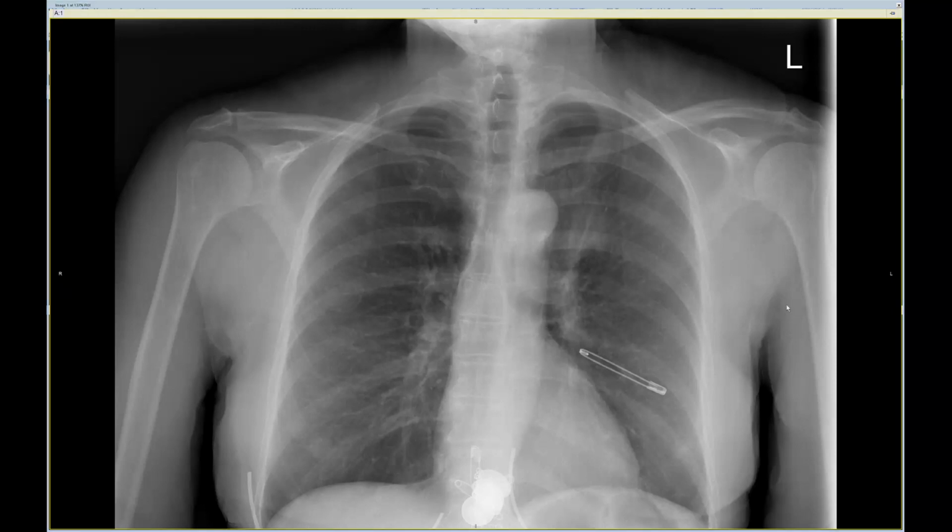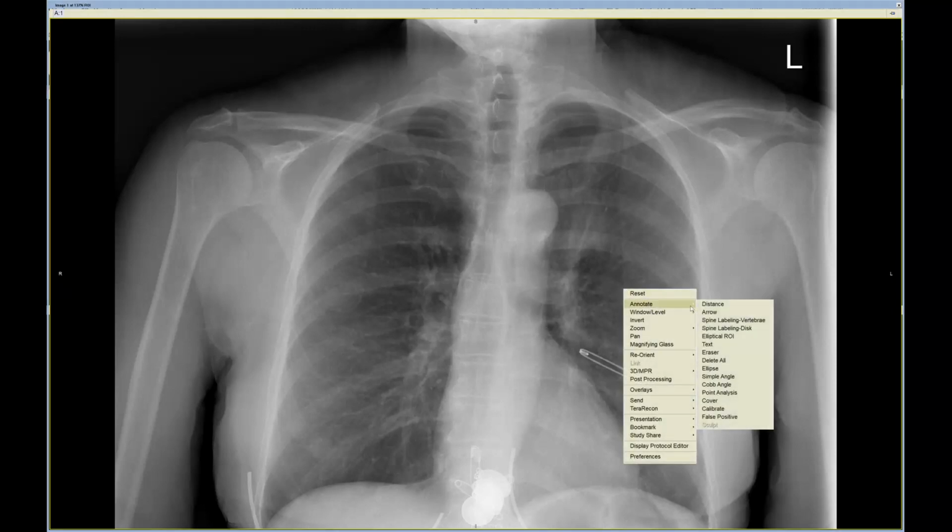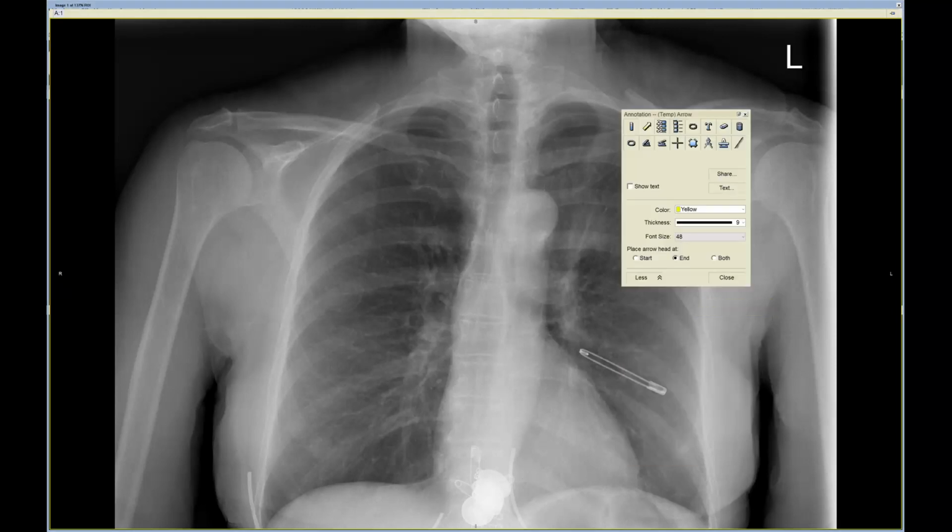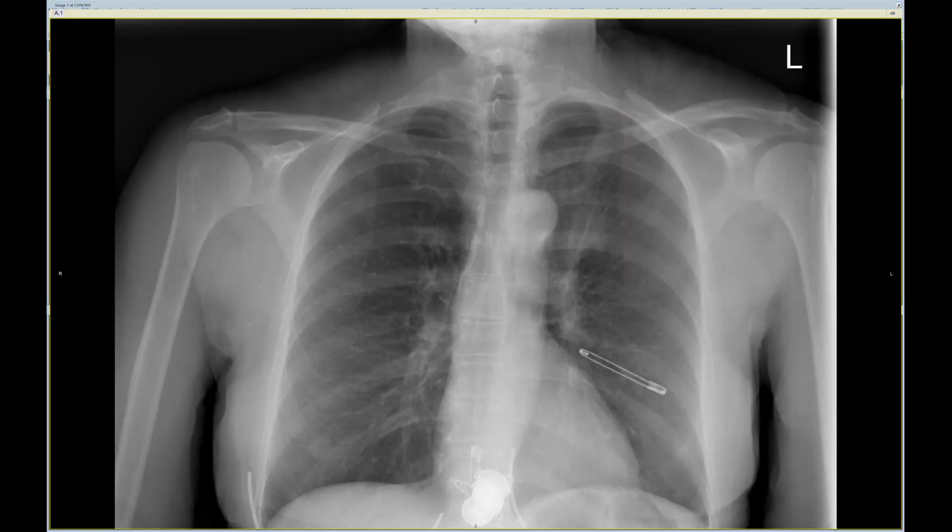If I could show you the mass in more detail, I'll just draw an arrow there. So just to show you the margins of the mass. You can just about see the edges of the mass, and the mass here.